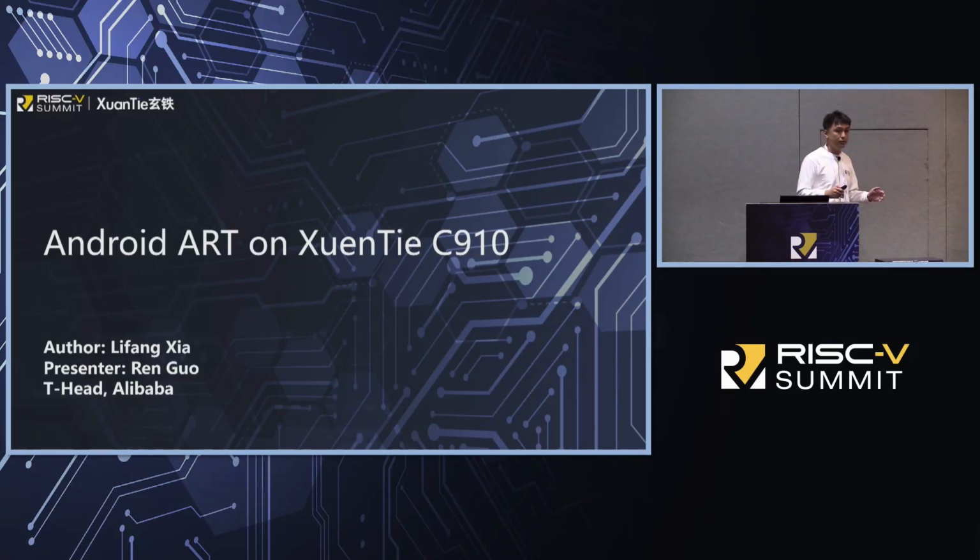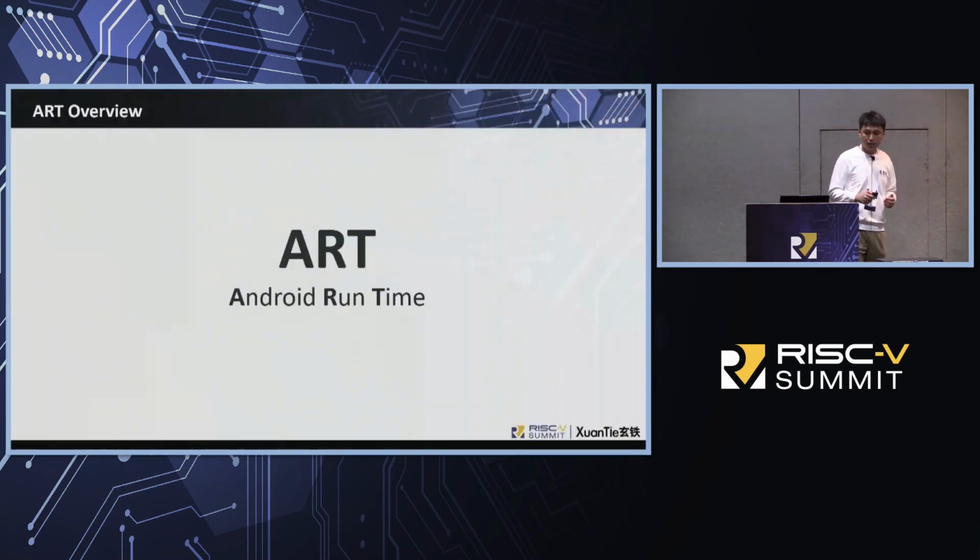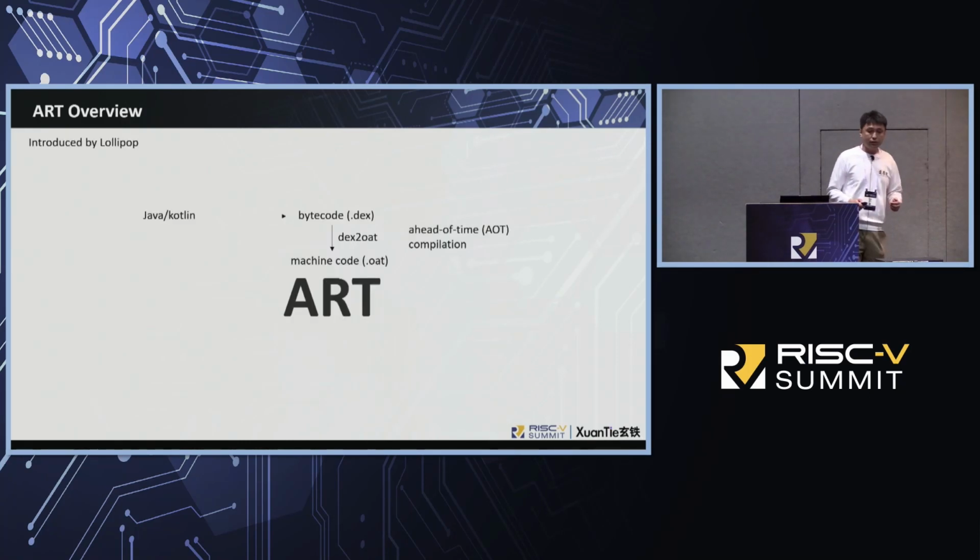I will continue the semi-Holland's topic and focus on ART on the RISC-V processors, and on our XuanTie C920 processors. So what's ART? ART means Android Runtime. It was first introduced in Lollipop, and when you write your Android application with Java and Kotlin, it is first compiled into machine-language bytecode.